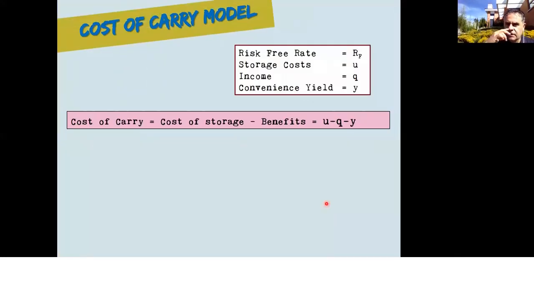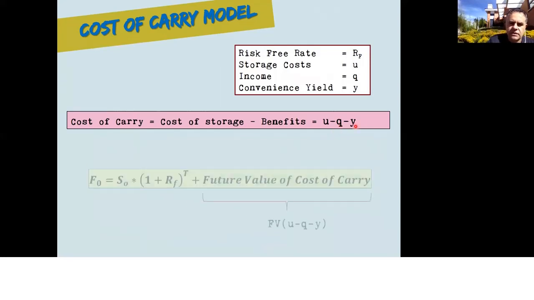If we see it in an equation, we will have the risk-free rate. We have storage cost as U, income as Q, and the convenience yield as Y. So we'll have the cost of carry equal to the cost of storage minus the sum of the benefits, which in this case are going to be cash benefits and convenience yield benefits.